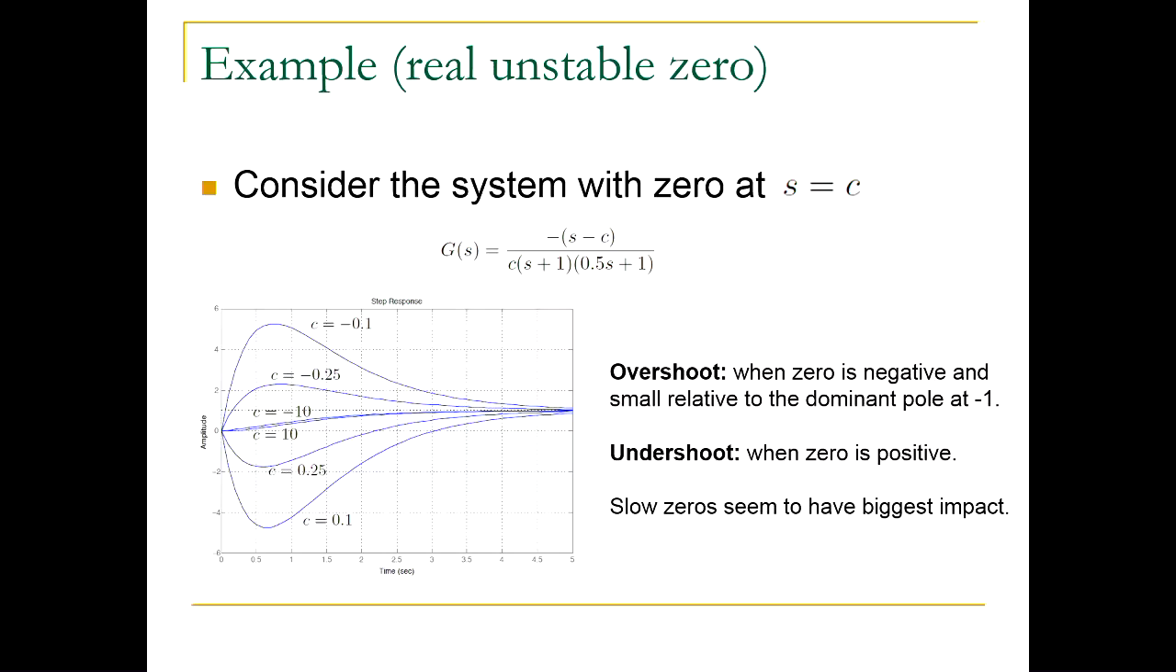So the closer the zero is to the imaginary axis, the more unstable it is, because C positive means that the zero is unstable. The zero is in the right half plane, right? And the closer the zero is to the imaginary axis, the more undershoot you will exhibit in the step response. Now, you may ask, is this something that we can state in general?